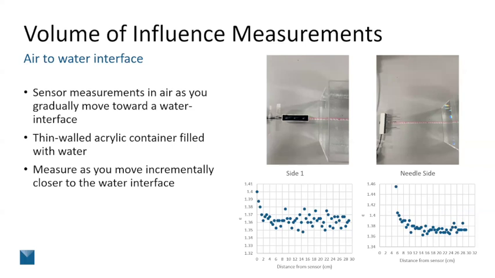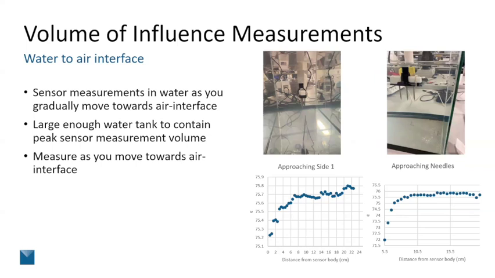This is what we used to determine our current measurement volumes for sensors. And so that's what we've used for a long time. Another common approach is essentially the opposite of what we just did. We have the sensor placed in a large container of water. This container needs to be large enough to actually contain the full volume of influence from the sensor.